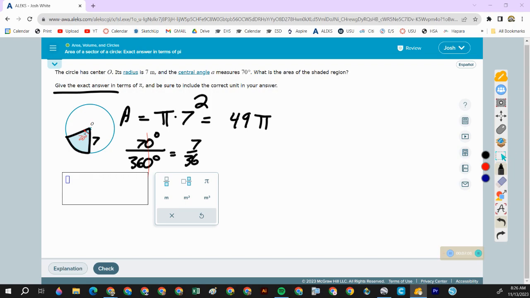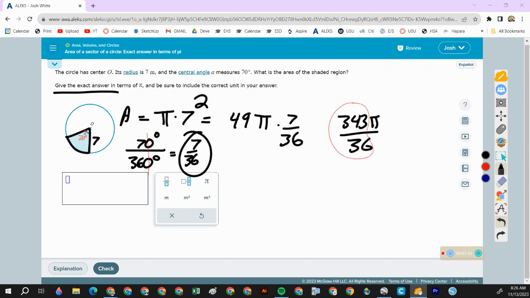So my pizza is 7/36 of the entire circle. Okay, so I just take 7 over 36 and multiply it by the area of the circle, and what is that? 343, 49 times 7. Yeah. So I get 343 pi over 36. And you should check to see if those simplify, but I know it's not going to. And then this is going to be in meters squared.